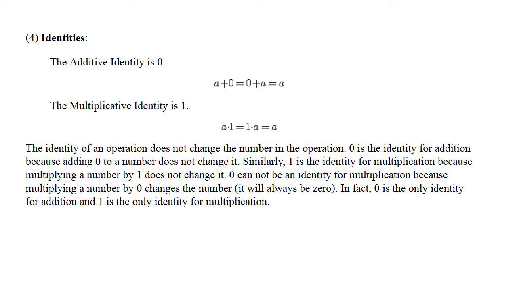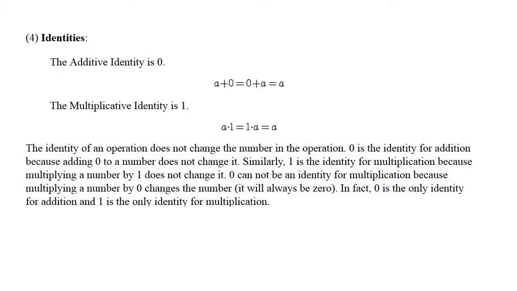Alright, what is an identity exactly? The identity of an operation does not change the number in the operation. So 0 is the identity for addition because adding 0 to a number doesn't change it. We can say 7 plus 0 is still 7, negative 15 plus 0 is still negative 15. Nothing changes. Similarly, 1 is the identity for multiplication because multiplying a number by 1 doesn't change it either.